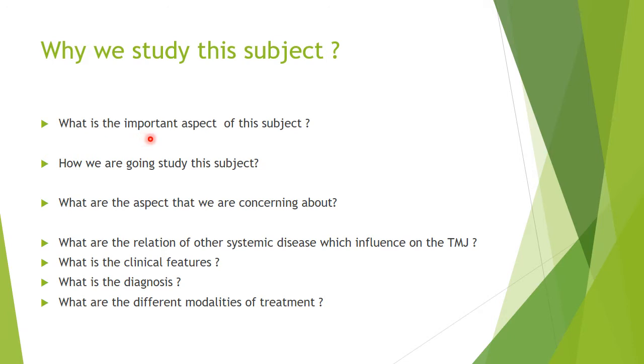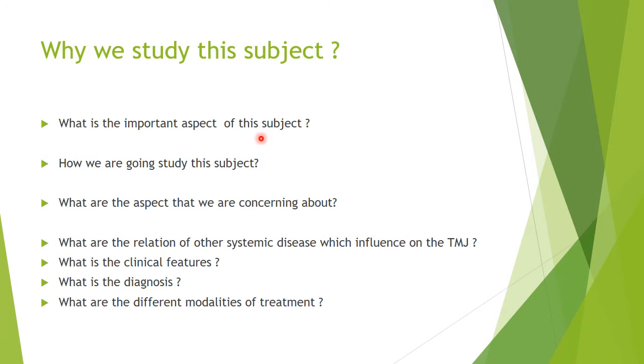We are also going to investigate the different systemic diseases that influence the TMJ, and the clinical features, whether there is pain, limitation and deviation. Finally, how we make a diagnosis according to the different criteria used, whether disc displacement with reduction or without reduction. We will also see the different modalities of treatment, starting from medication, the bite plane, and muscle exercise, to when we send the patient for surgery. These are the main aspects we are going to deal with in this lecture.